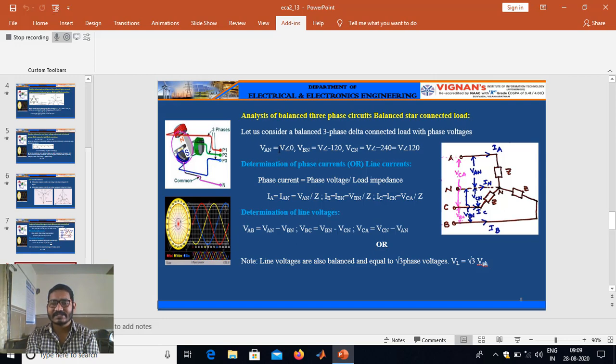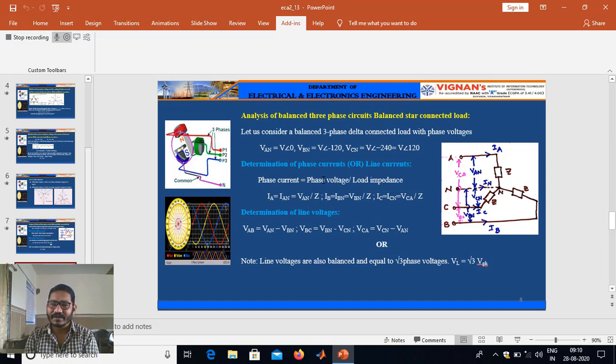Suppose the phase voltages are given, okay? VAN equals V at an angle 0. If you consider A as the reference, you can take V at an angle 0. For VBN, V at an angle minus 120, and VCN, V at an angle minus 240 or V at an angle 120. You can consider both.